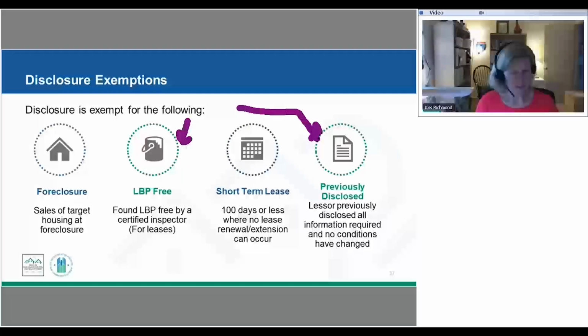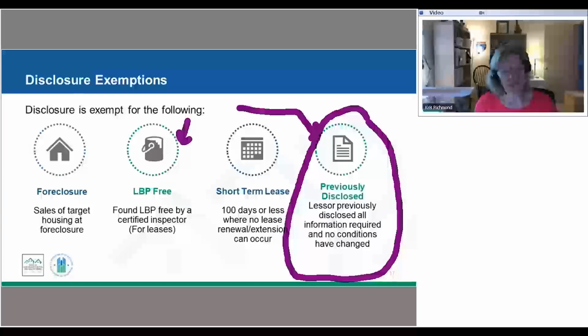So that's one way. The other way is if it was previously disclosed. So we had a tenant move in, we provided the disclosure notice, we said, you know, here's records of work that have been done before.